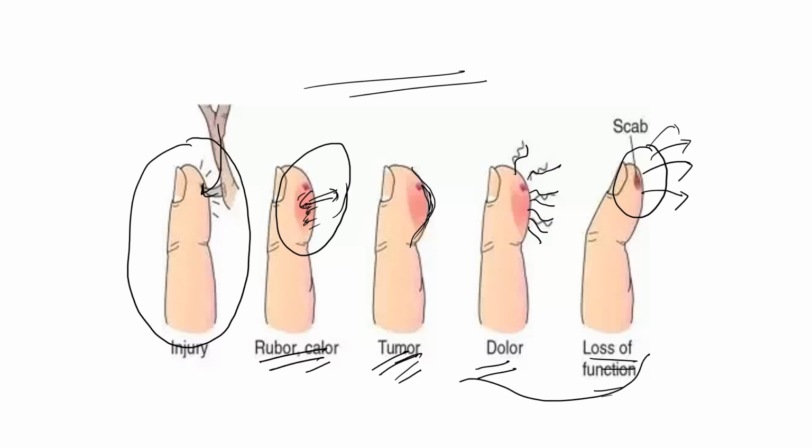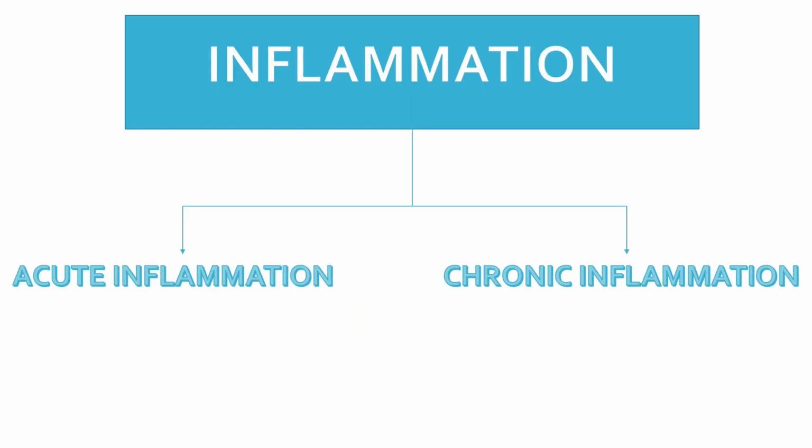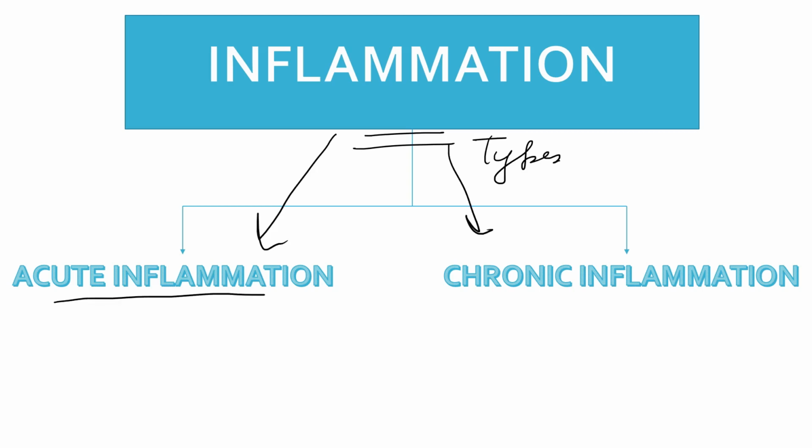So in this way we can conclude our 5 cardinal signs of inflammation. So next we are going to discuss the types of inflammation. There are basically 2 types of inflammation, the acute inflammation and the chronic inflammation. These 2 we are going to study in our next video in further weeks. Till then, thank you.